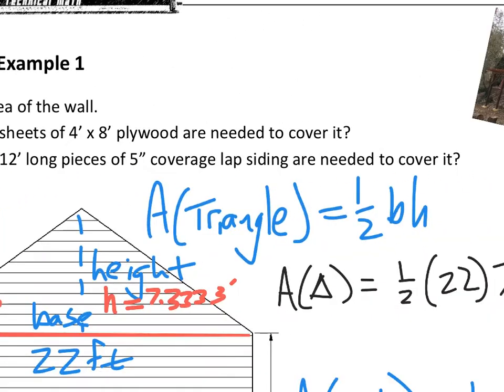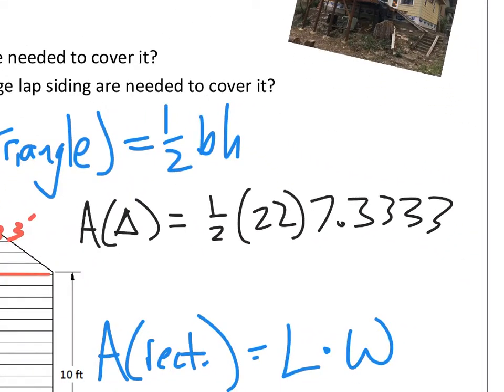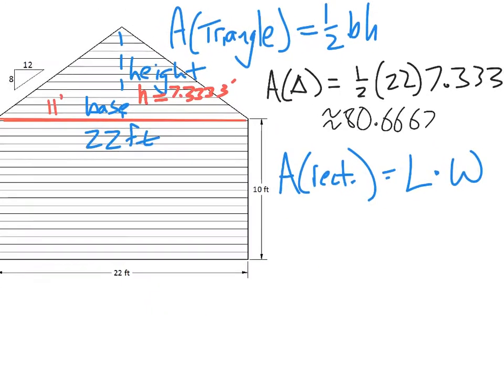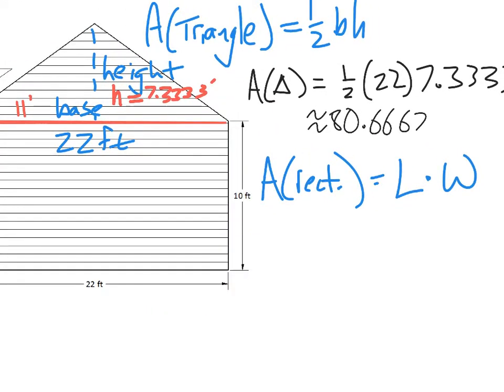80.66, and we got to round off to 7 at some point. So this is 80.66, and we got to cut it off and round it off at some point. So then the area of the rectangle, well, that's going to be 22 times 10. So we have area of the rectangle is 22 times 10, which is 220.